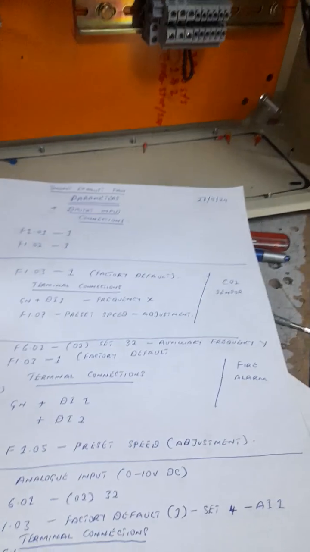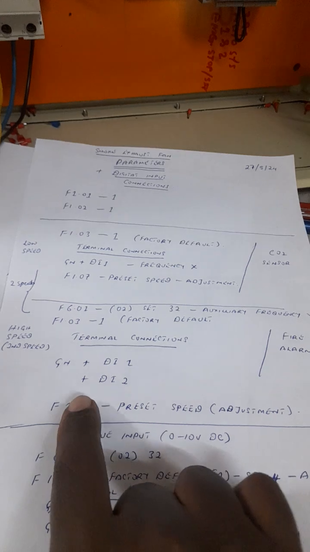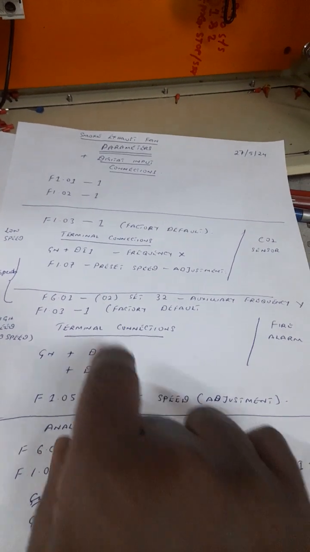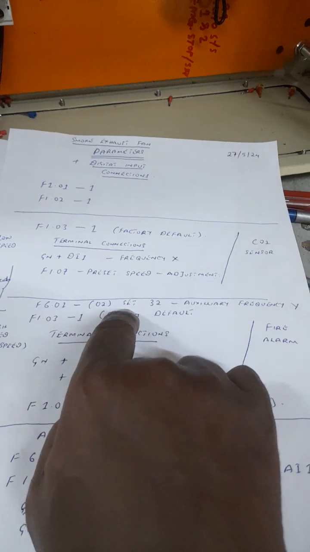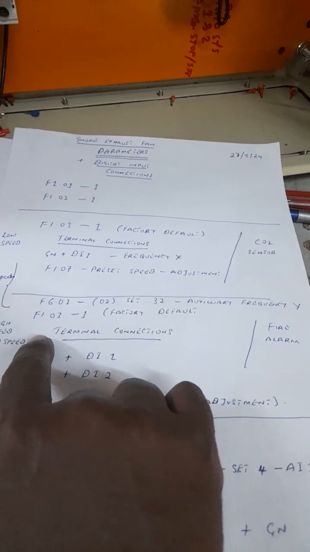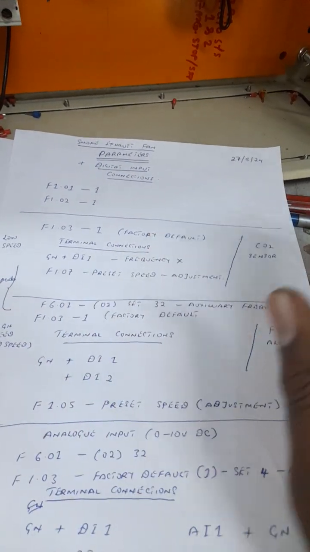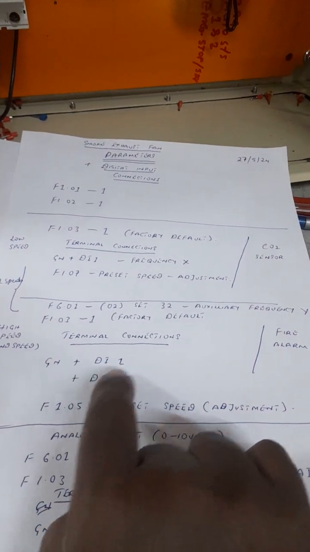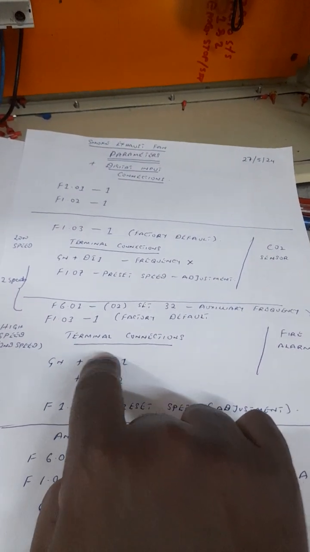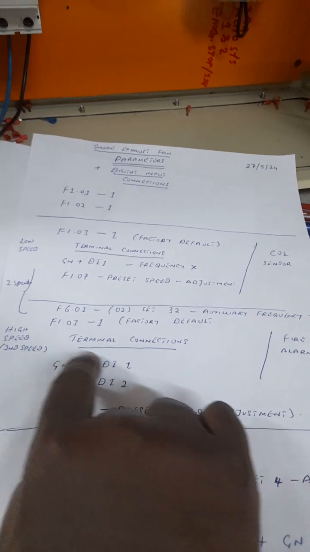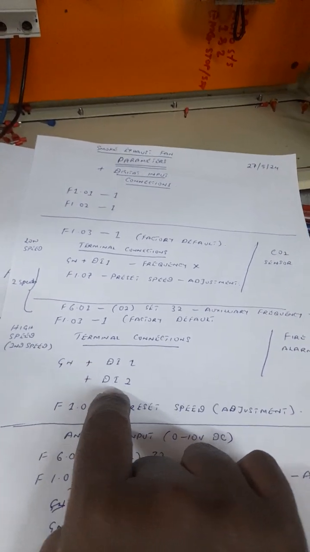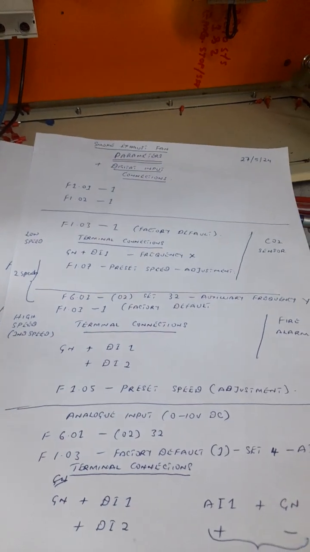So we can see this is the program where you have to adjust your speed. F6.01, you have to make sure you set at 32. F1.03 is already a factory default, and the connections are between ground and digital input 1, and ground and digital input 2.